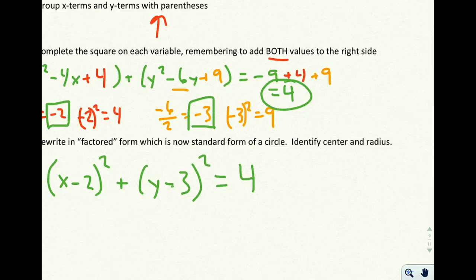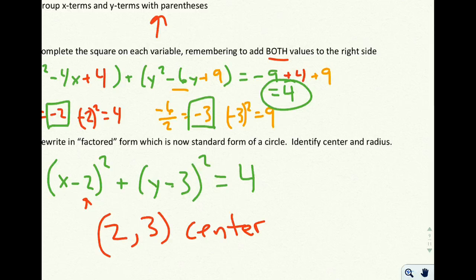So the center of our circle is going to be the positive version of, or the reversed version of this. So x minus 2, the answer would be 2 for the x coordinate. Y minus 3, 3 is the y coordinate, and that's the center. And then we also remember that this 4 on the other side is r squared, so the radius would equal 2.